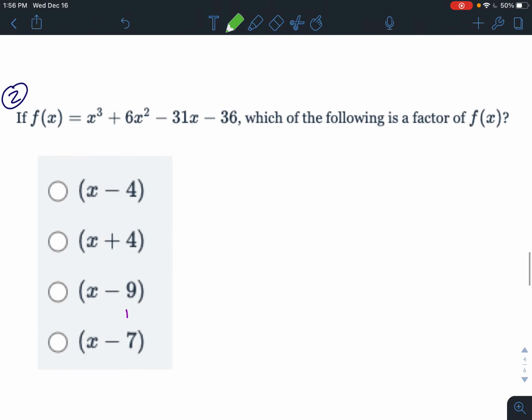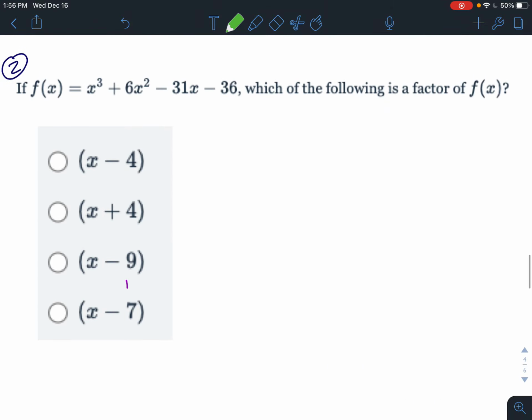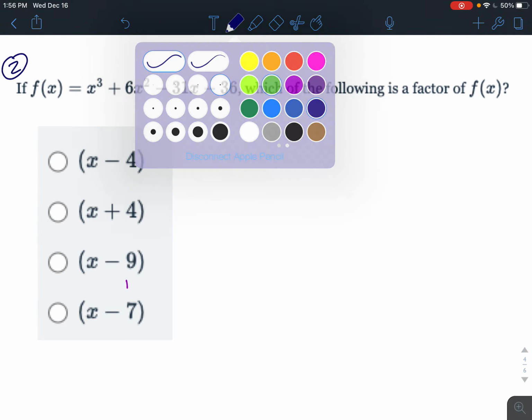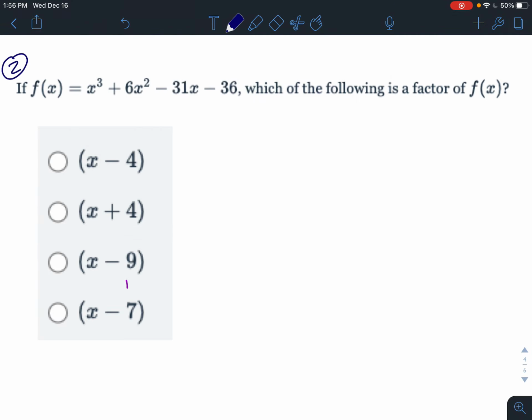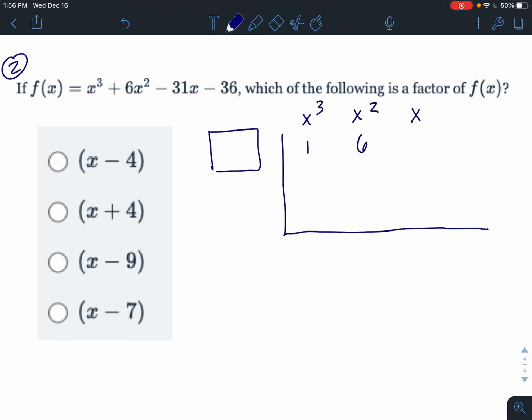Okay. So the other type of problem that you might run into on Delta Math is the opposite. They give you the function, and then they want to know which one is a factor. So that means I want to find if I divide by these different binomials over here, which one of these is going to give me a remainder of 0. I don't know what's going to go in my box every time, but I do know what numbers are going to be in the top row of my table for synthetic division. So I'm going to go ahead and set that up.